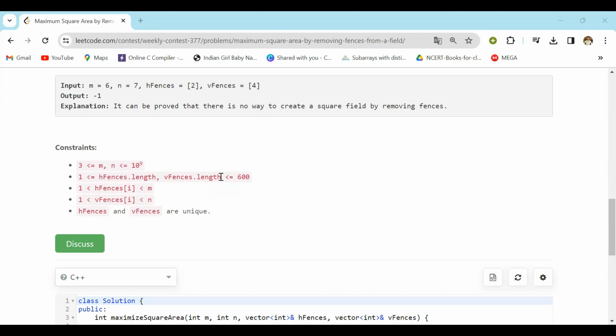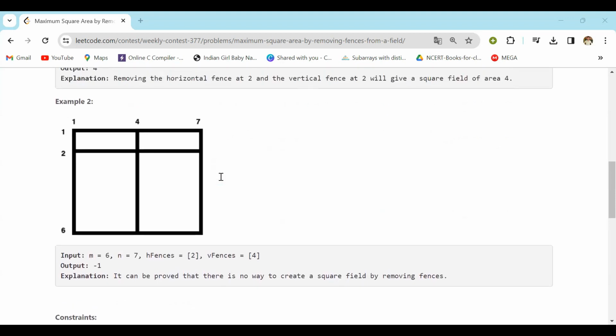Now we have to do this. Okay. Here is the basic idea which comes up, which you should think of. Okay, let's think of it like this. Let's say a simple question. Let's forget the concept of fences.